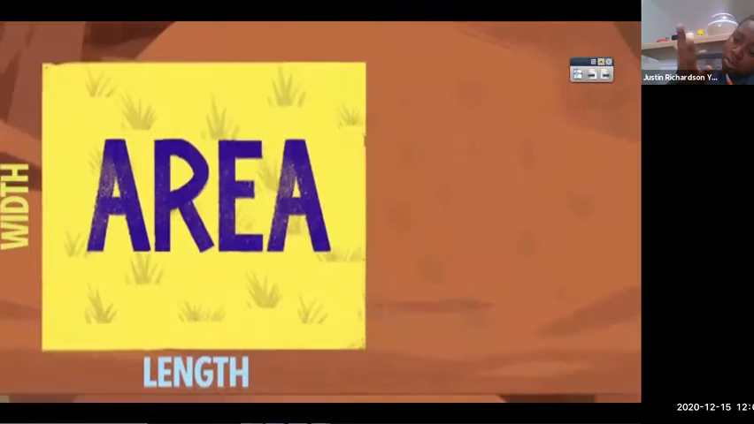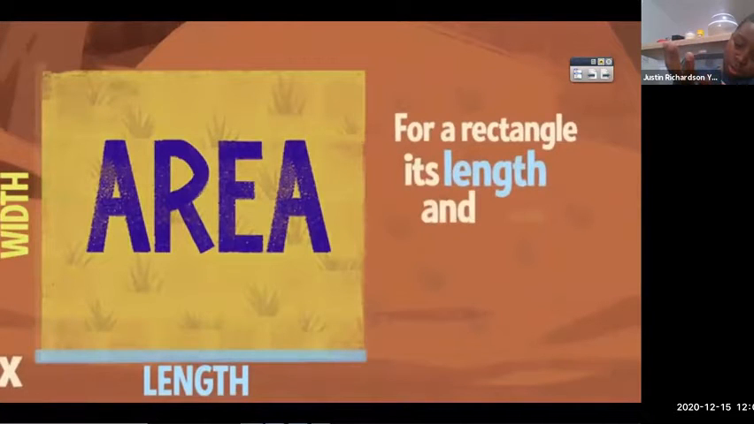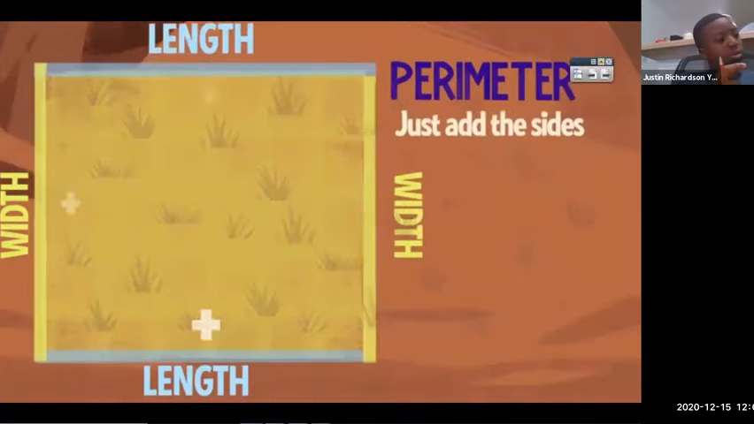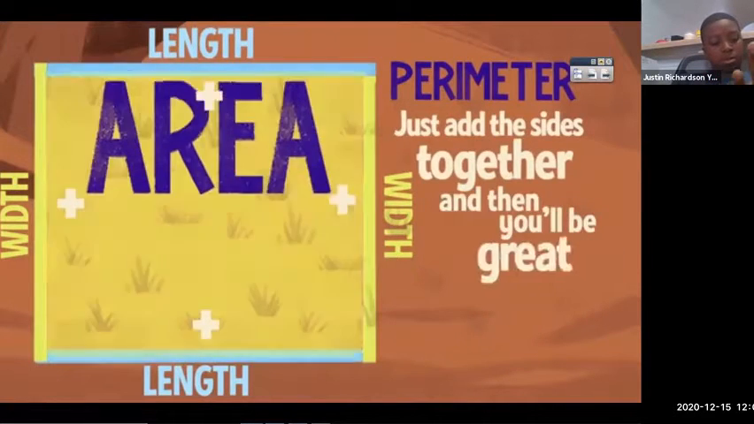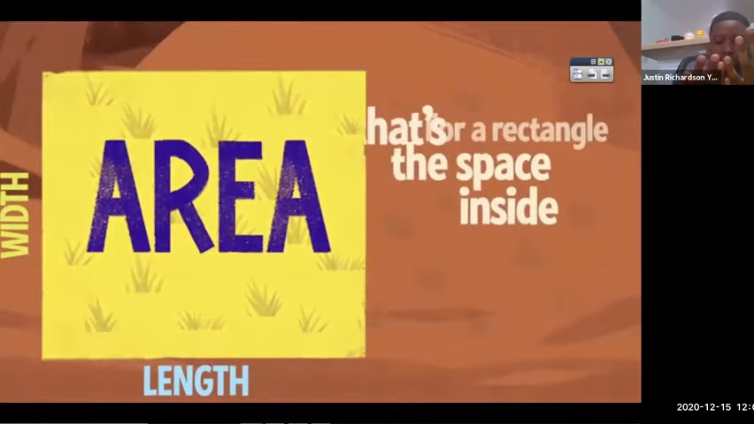Yup, you knew it. The area, that's the space inside. For a rectangle, its length and width are multiplied. And perimeter, the distance around a shape. Just add the sides together and then you'll be great with the area. That's the space inside. For a rectangle, its length and width are multiplied. And perimeter, the distance around a shape. Just add the sides together and then you'll be great.